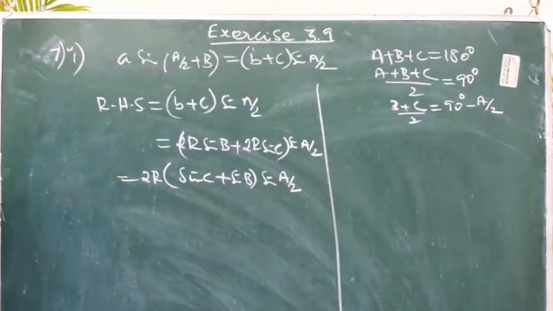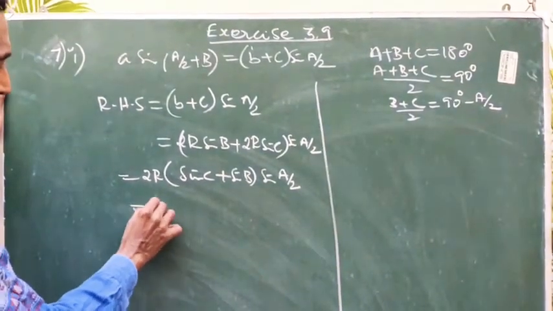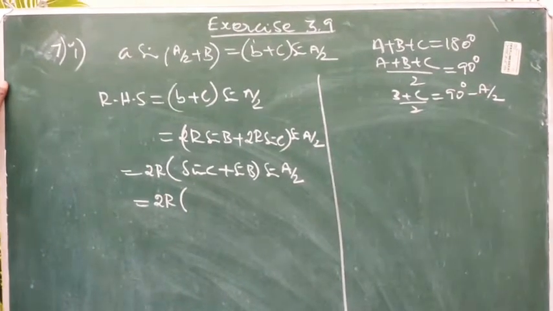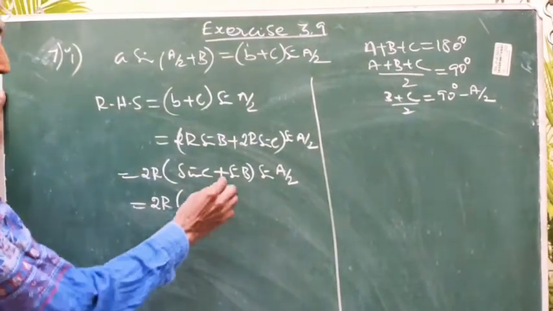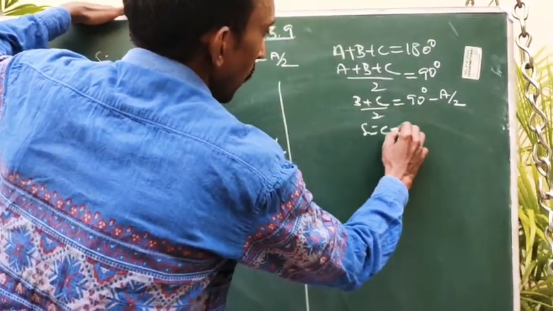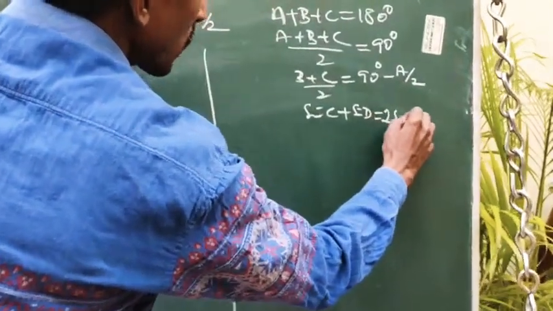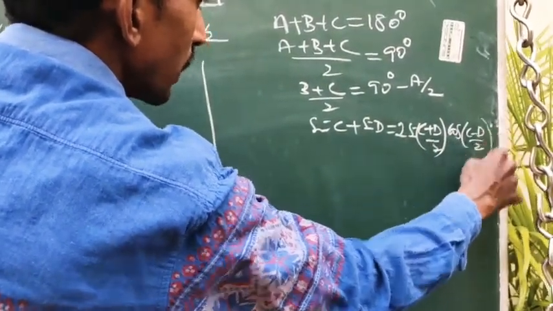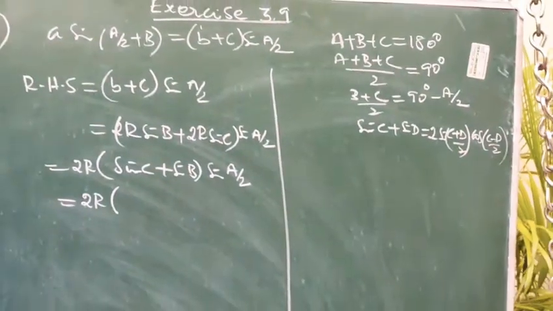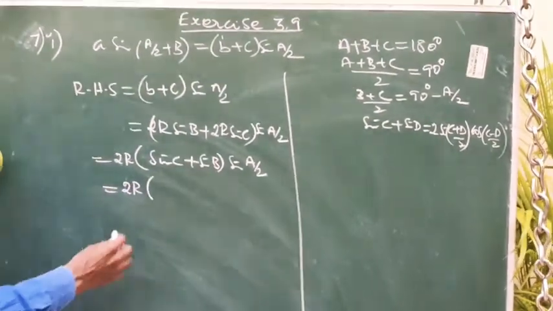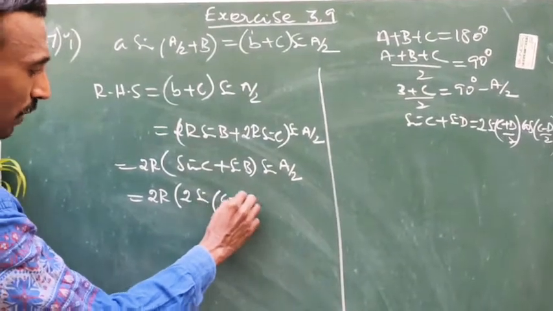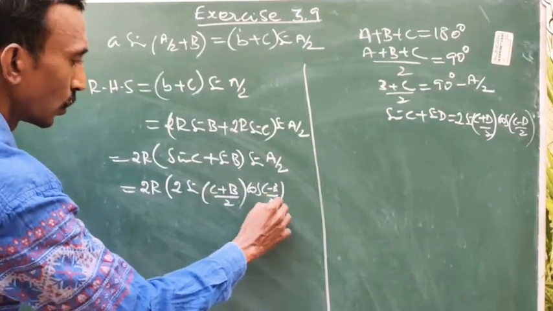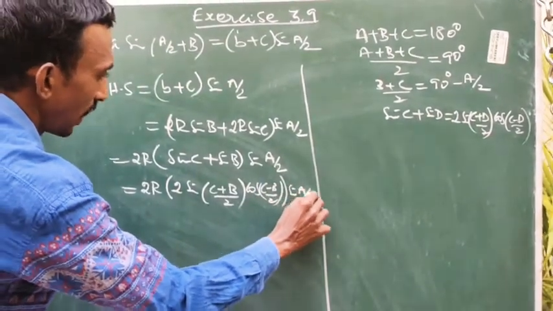Okay, again use the formula sin C plus sin D. Sin C plus sin D is 2 sin((C plus D)/2) into cos((C minus D)/2). So remember we are going to apply this. Put C equal to C and D equal to B. So 2 sin((C plus B)/2) cos((C minus B)/2) into sin(A by 2).